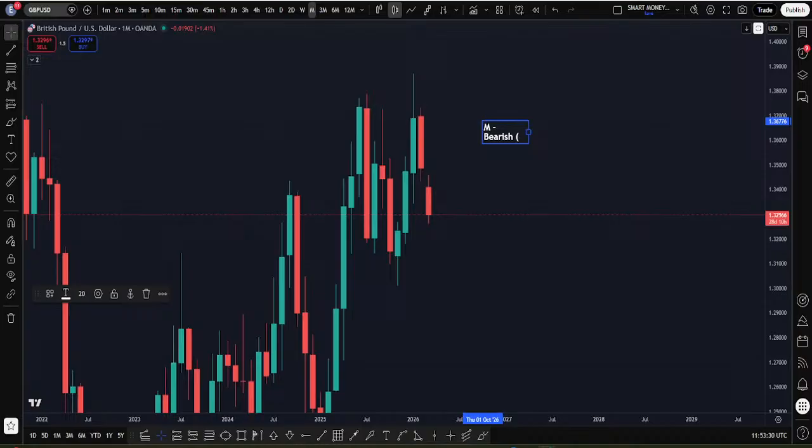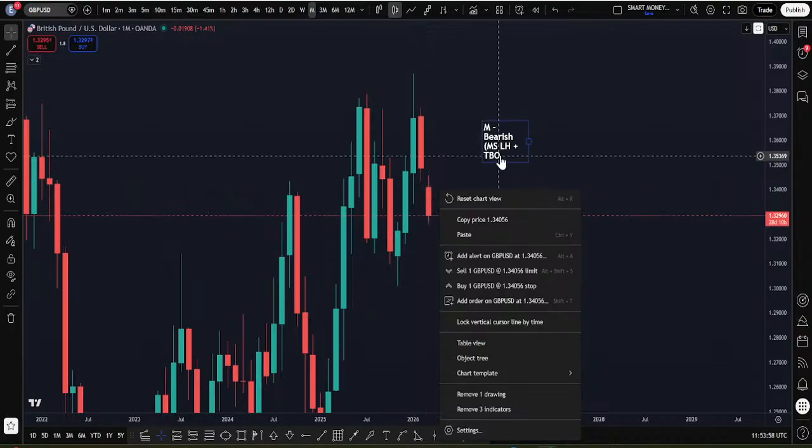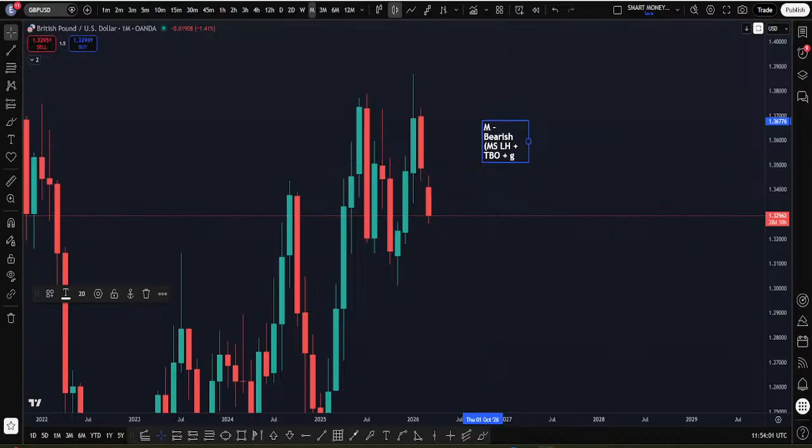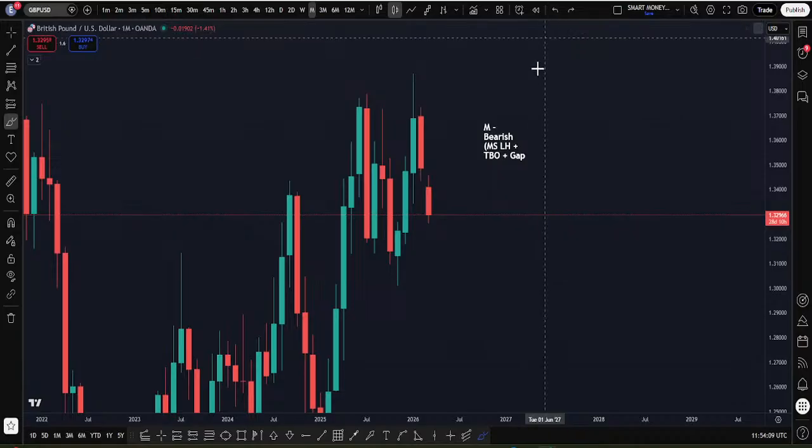The reason we can say that is market structure. The market structure shows us a lower high has already been put in. Also, we're trading below open, TBO. Price opened up over here. Naturally, you should open side to side, but we gapped down. We put in this high and we're trading heavily beneath the open price. I also want to note that there's a price gap, which indicates that sellers are pretty much pushing this.